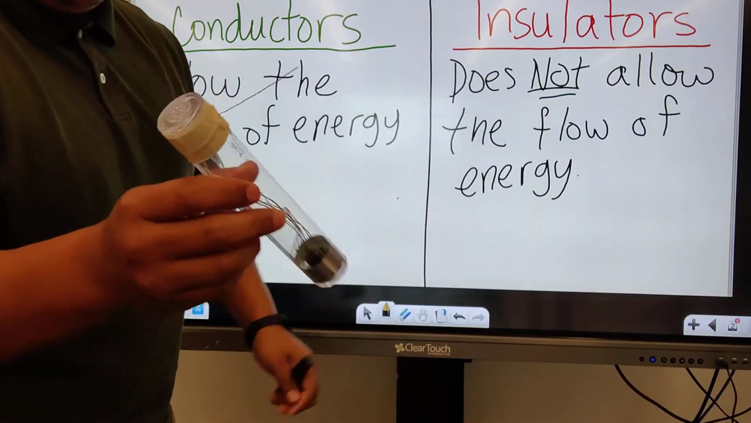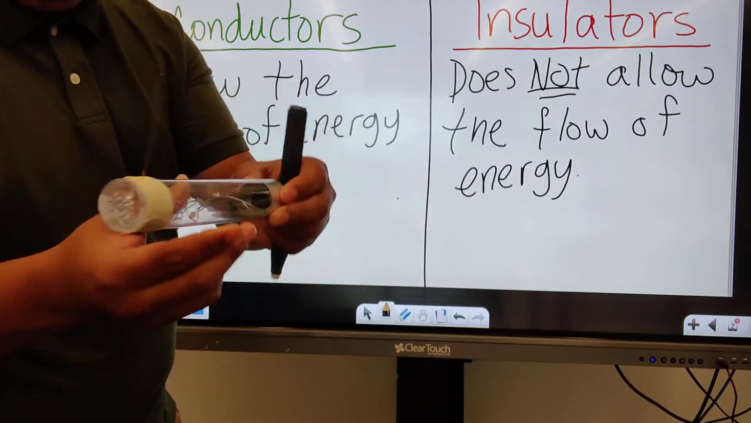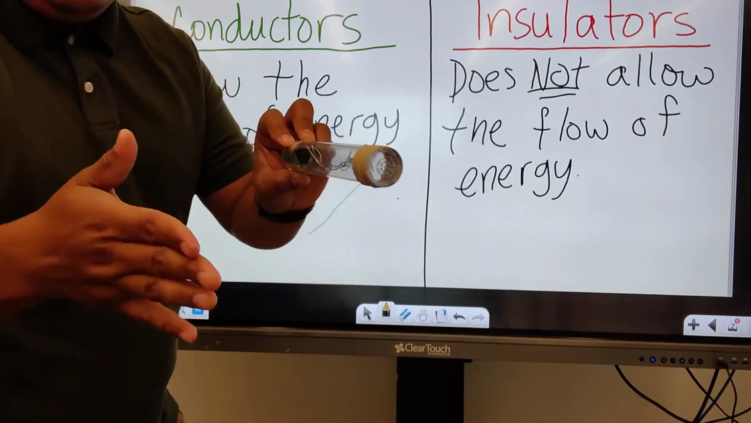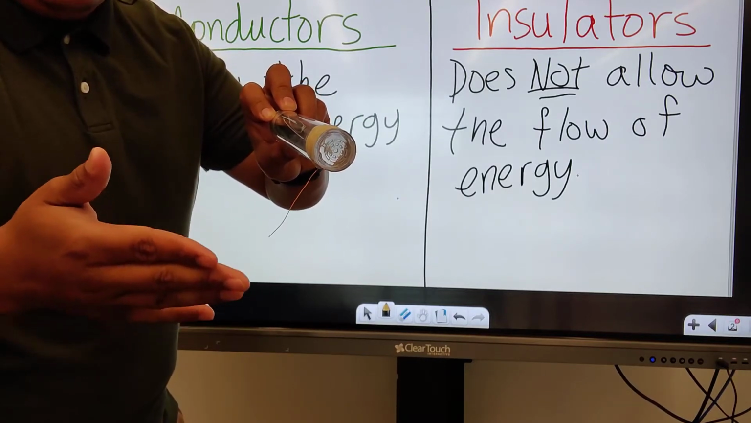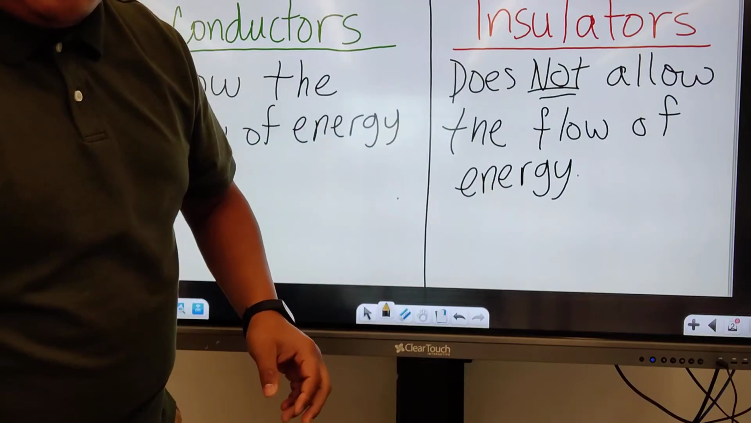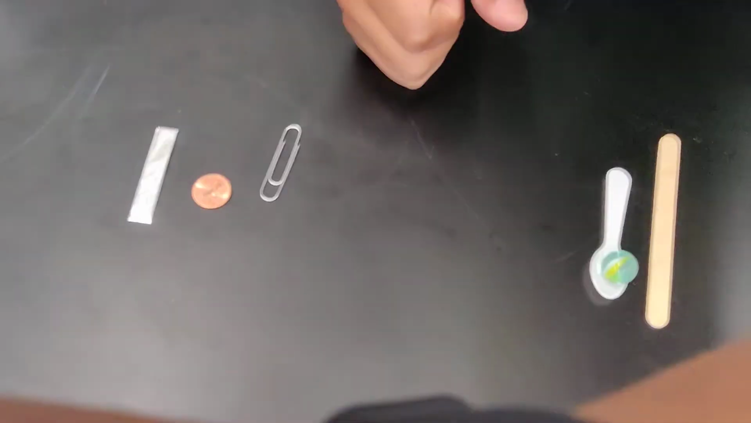Remember, conductors create a circuit, insulators do not, okay? Like for example, air right here is an insulator. Okay, I can't touch it. Like air is the one that's touching it, so it does not allow the energy to go through. Okay. All right. The last thing I do want to talk about is the conductors.